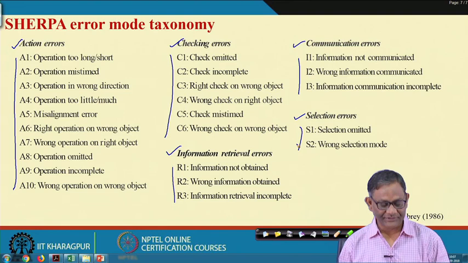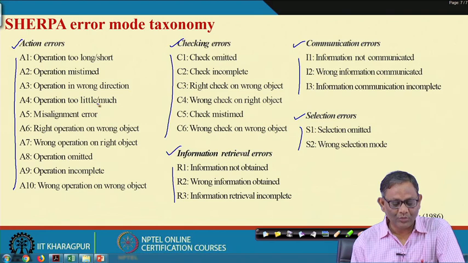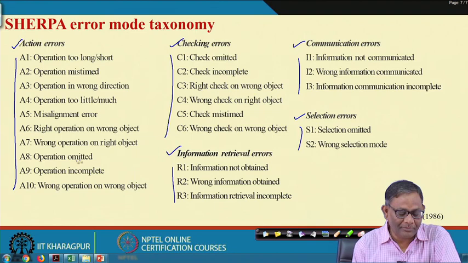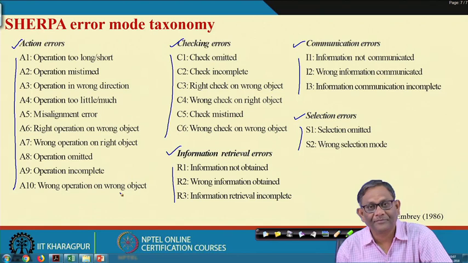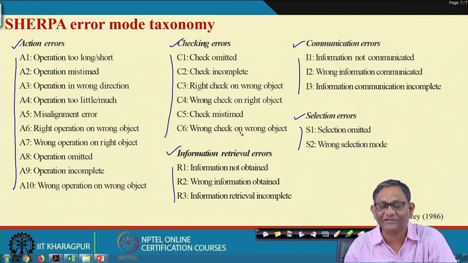So, under action error: operation too long, too short, operation mistimed, operation in wrong direction, operation too little, too much, misalignment error, right operation on wrong object, wrong operation on right object, operation omitted, operation incomplete, wrong operation on wrong object. Checking error: check omitted, check incomplete, right check on wrong object, wrong check on right object, check mistimed, wrong check on wrong object.